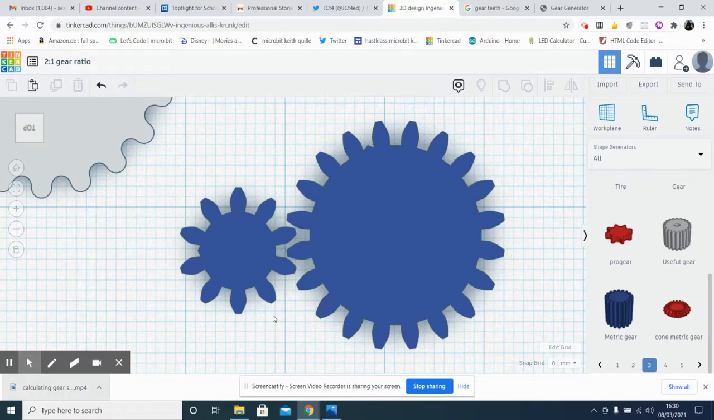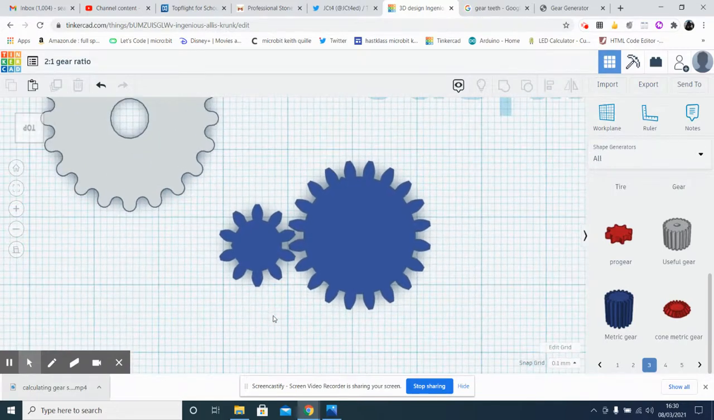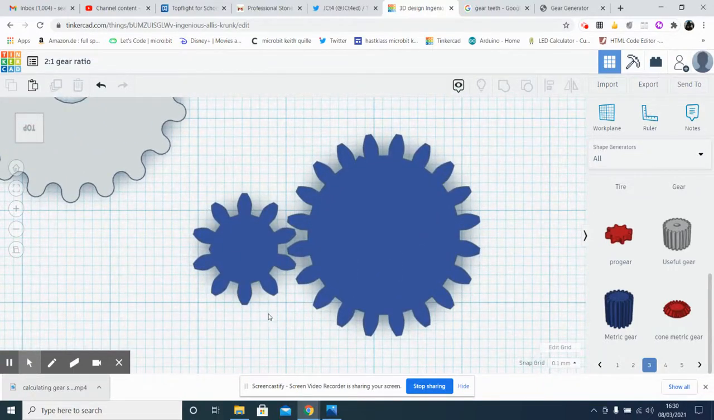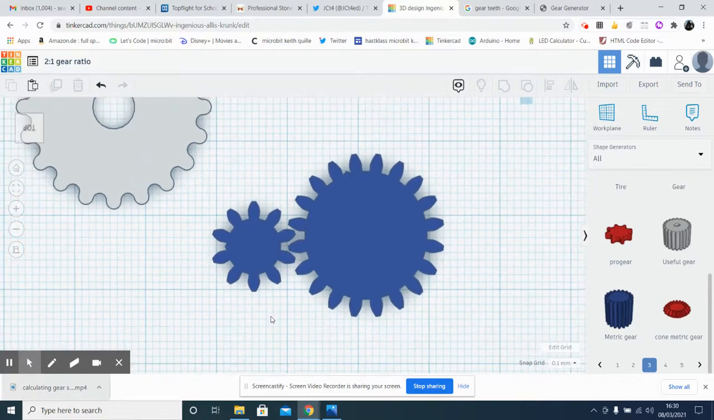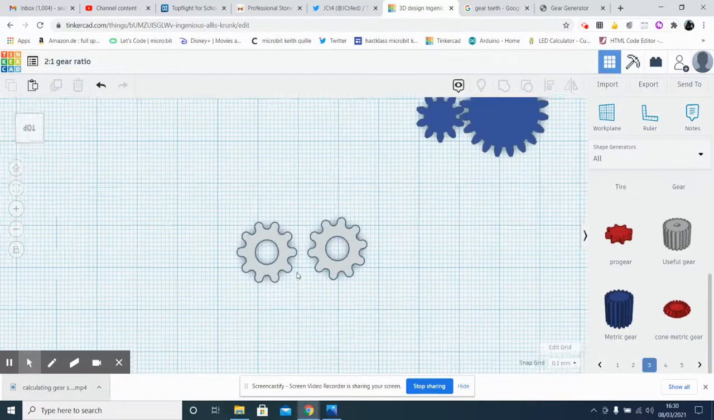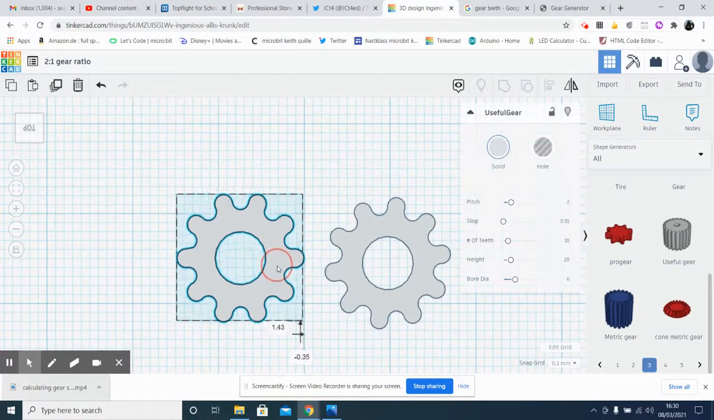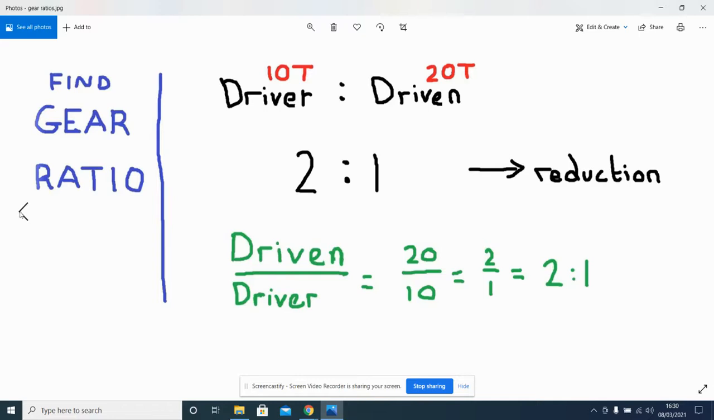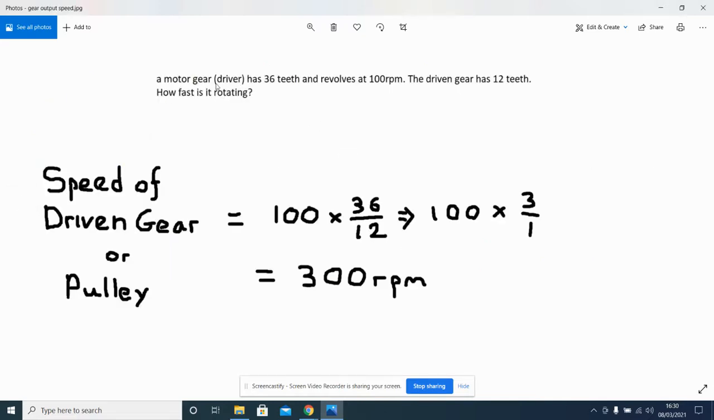So that's a speed reduction there. And then we can cut these out on the laser cutter. You can calculate your own output speeds for your project, if the gears we have don't suit you. And we'll also have a look at the other gear system, which was calculating the output speed. I'm just going to use the useful gear for this one here. In this one, we had a driver gear of 36 teeth and a driven gear of 12.